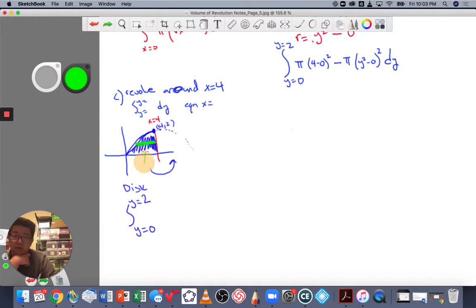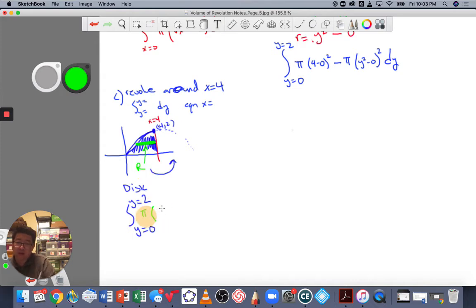Okay, so this right here is r. Not the y-axis, because that's not our axis of rotation. It's this function and this function. So which one is further to the right? That's the one that goes first. So in this case, this will be pi.